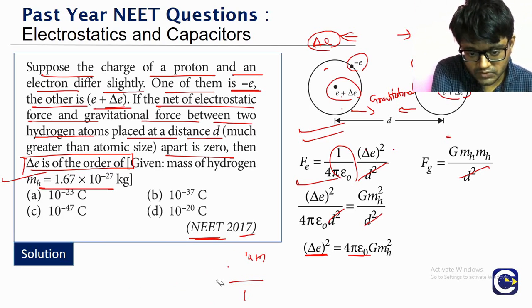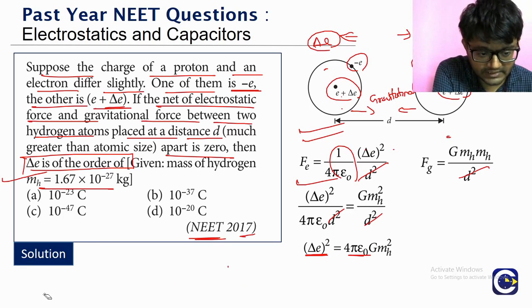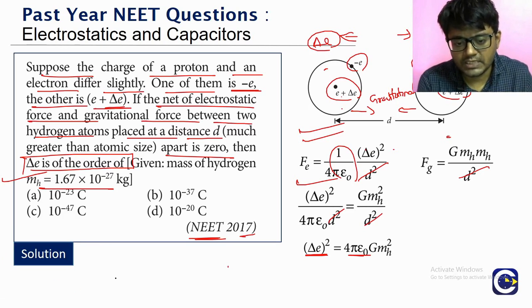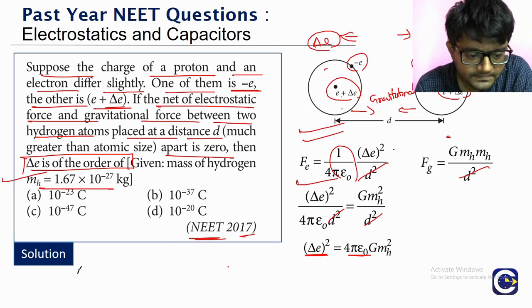You see option A is what? The order is given as 10 power minus 23. Option B is what? 10 power minus 37. Option C is what? 10 power minus 47. Option D is what? 10 power minus 20. Like that, they will be quite far apart. So all that we need to do is look at it.